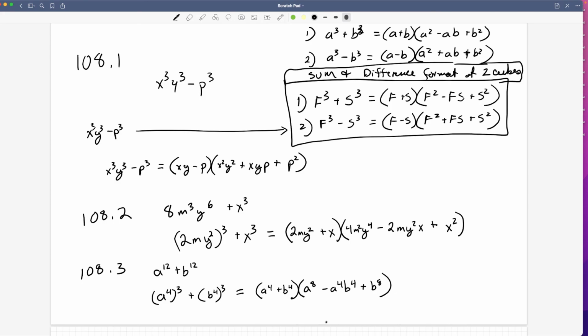Pretty straightforward when you think about it, all right? You're just substituting in these values here into this format here. That's all you're doing.